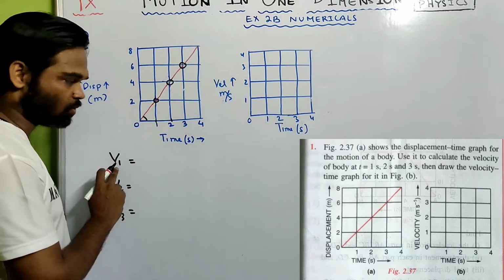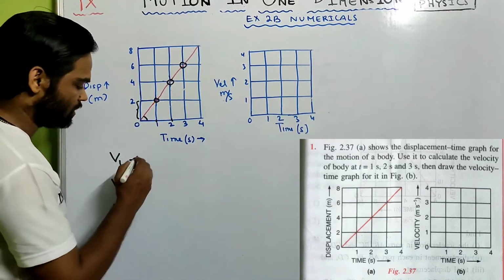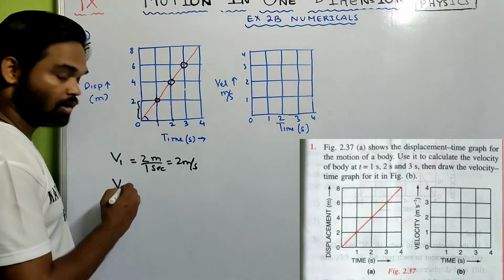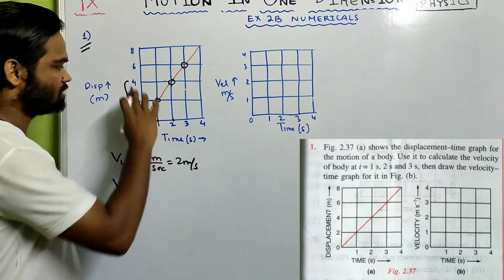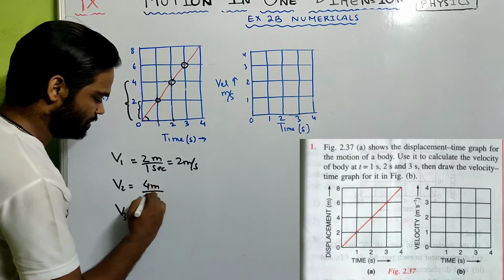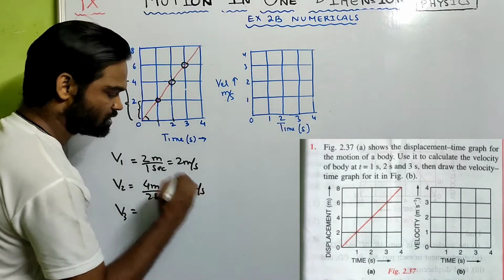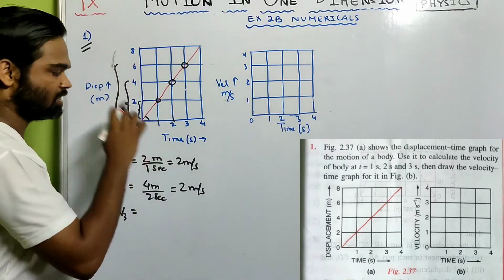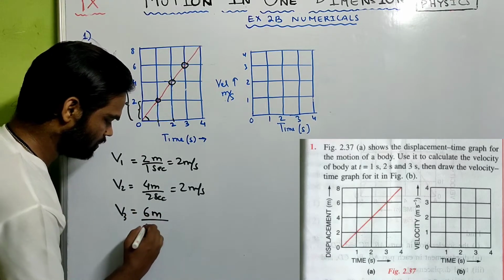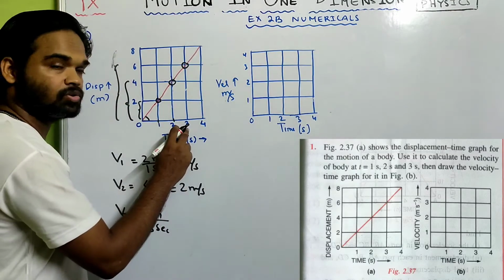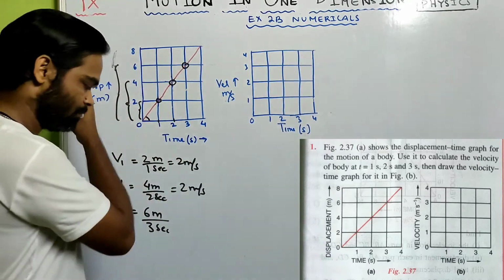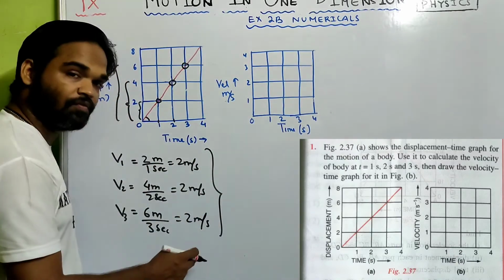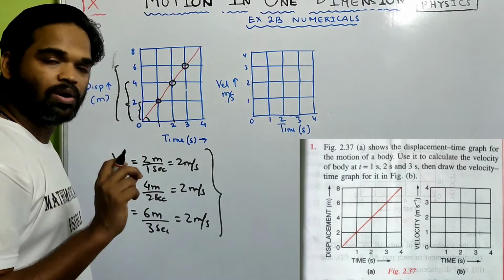Now, velocity at 1 second. Displacement is 2 meters, so 2 meters by 1 second, that's 2 meters per second. Velocity at 2 seconds, in this case the displacement is 4 meters, time is 2 seconds, that's 2 meters per second. Again at 3 seconds, over here 6 meters by 3 seconds. See, velocity at 3 seconds, displacement was 6 meters, so that's 2 meters per second. See, the body is moving with uniform velocity, covers equal distance in equal intervals of time.